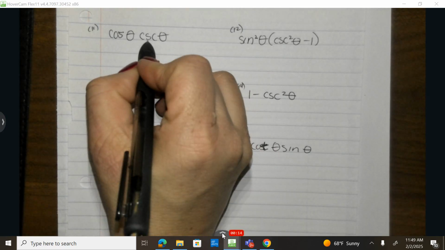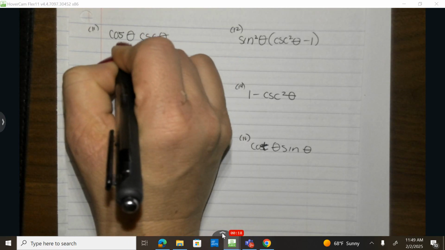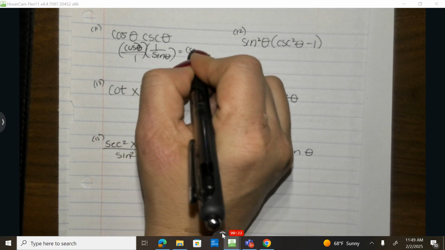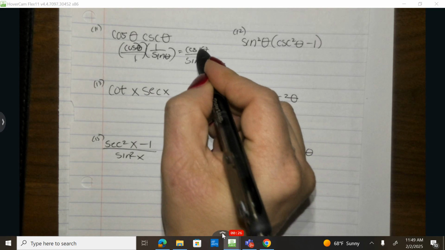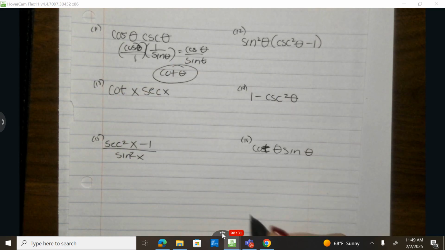I know that cosecant is equivalent to 1 over the sine. And I know that if I multiply across, I end up with cosine of theta over sine of theta. Cosine of theta over sine of theta is equivalent to the cotangent of theta.